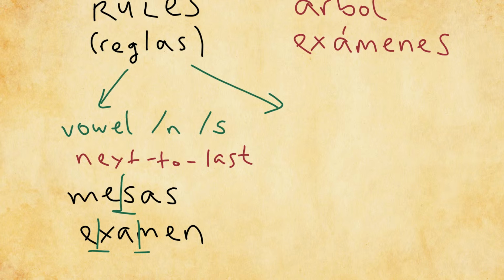Examen. Again, we look at the letter that it ends on. It is an N. That means it falls into this rule, or this group of words, and we have to stress the next to last syllable, which in this case is the X and A. So the proper way to read it would be examen. Here we stress the me, mesas, examen.